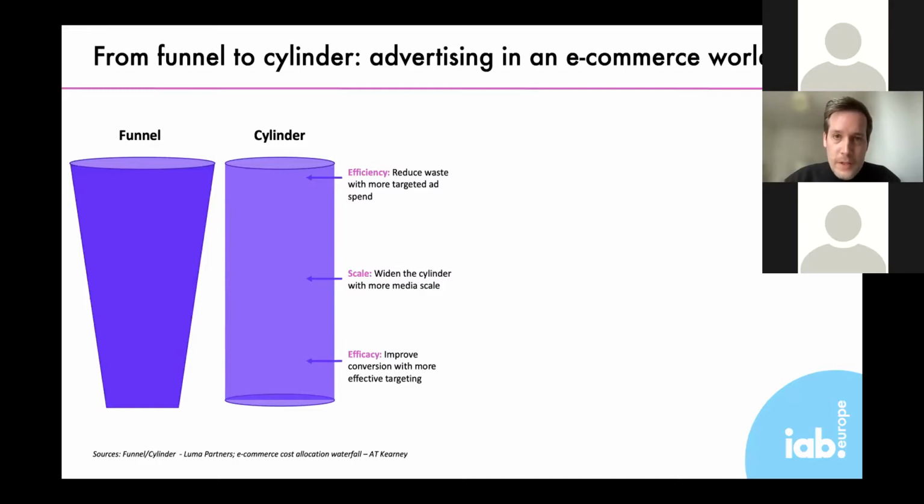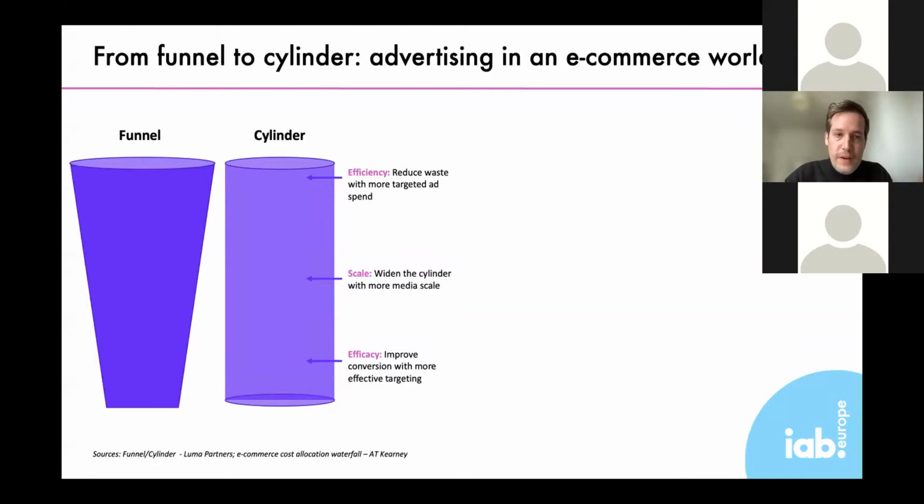For e-commerce advertising to be effective and sustainable, something else is required. And this is a cylinder model, which means we reduce where we allocate the money, whom we target, and limit wastage with targeted ad spend, with programmatic, but increasingly also, of course, directly from the large e-commerce platforms like Amazon or Google and Facebook. Then maintain the width of the cylinder with more media, but improve the number of conversions at the bottom.